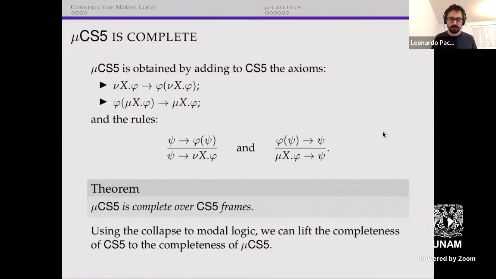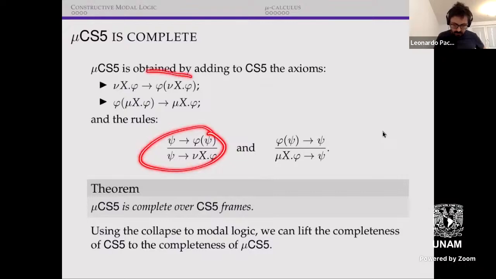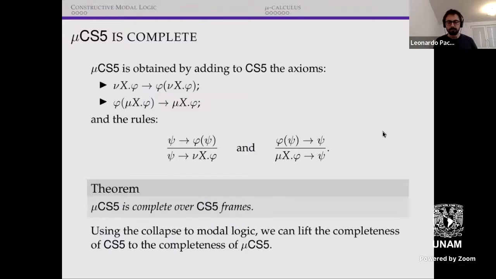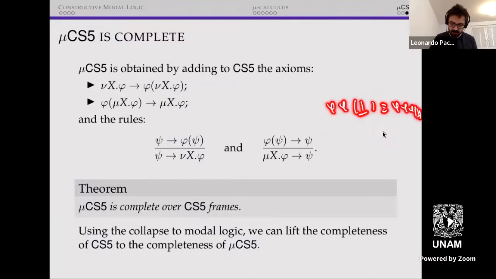So with this, we can think about this version of CS5 with fixed point operators. We get this by adding these axioms for fixed point operators. These two things are going to mean that nu x phi is going to be the greatest fixed point of the operator gamma phi, and these are the rules for the least. And we can show that this mu CS5 is complete over the CS5 frames. All the things with fixed points that hold are going to be provable. And we do this using the collapse to modal logic, showing that phi of bottom is going to be equivalent to phi of phi of bottom, and the same for top.